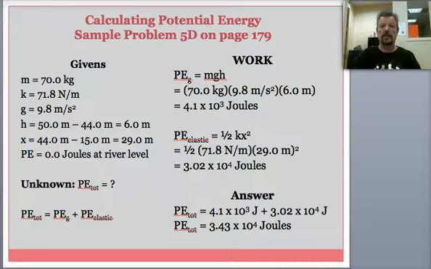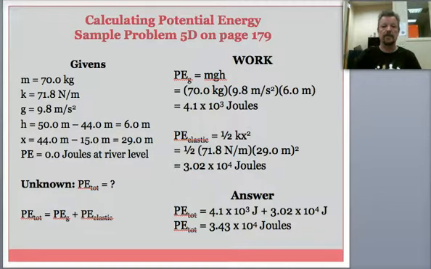Calculating potential energy, this is sample problem 5D on page 179 of your textbook. Your givens are mass is 70 kilograms, k is 71.8 Newton meters over meters, gravity is 9.8 meters per second squared, the height is 50 meters minus 44 meters, which is equal to 6 meters, x is 44 minus 15 meters, or 29 meters, and potential energy is 0 joules at river level.